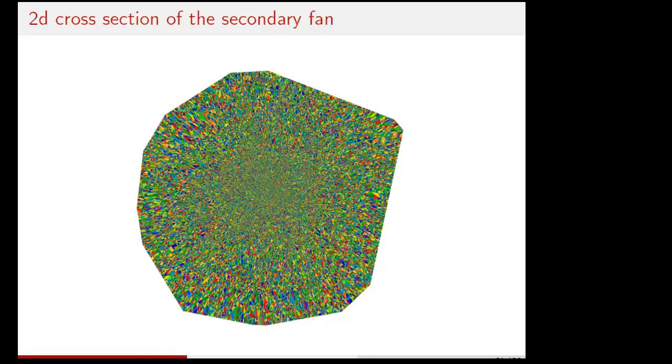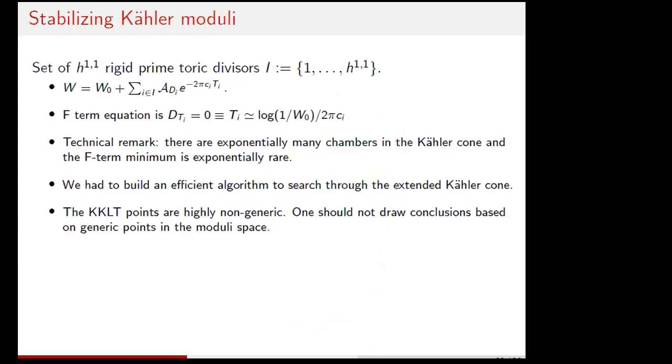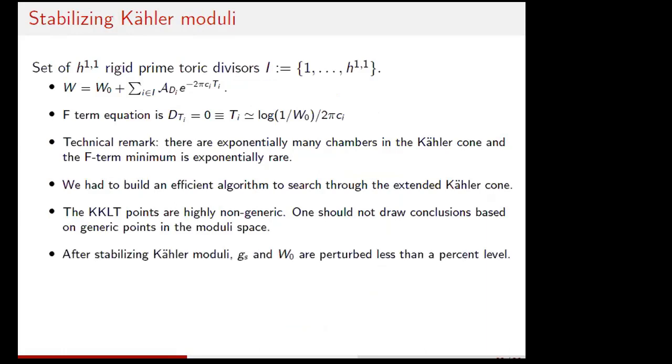And you can see that there are exponentially many Kähler cones in the Calabi-Yau. And what you will realize is that only a handful of Kähler cones have AdS minima. So the AdS minima are exponentially rare. In a way, the KKLT AdS minima are highly non-generic. They cannot be represented by generic points in the moduli space. And after stabilizing the Kähler moduli, g_s and W0 are at less than 1% level, we check them explicitly.